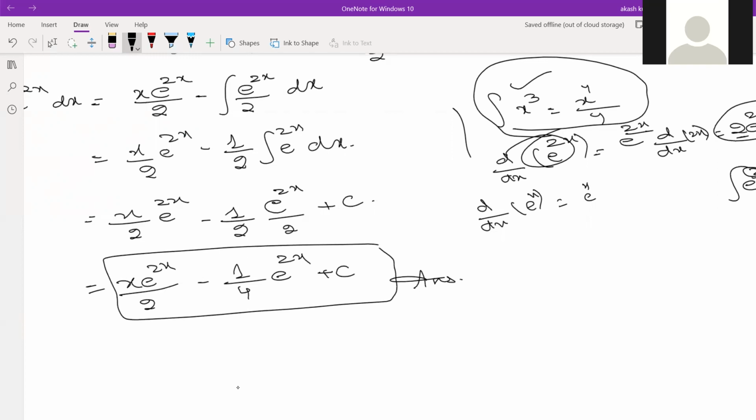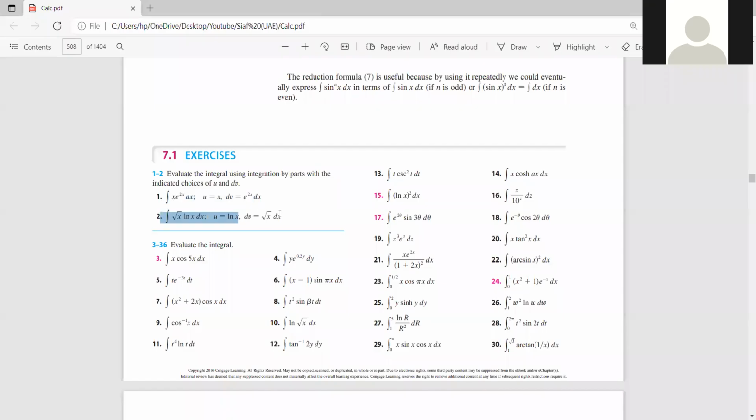Is it clear? Okay, let me check the answer. It's correct. So let's move on to question number 2, which is the integral of square root x ln x dx.